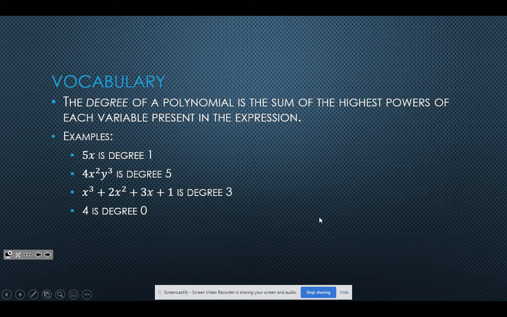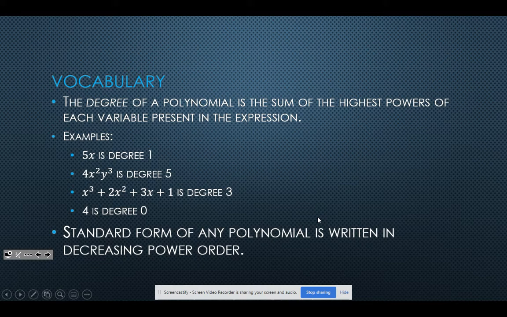We have multiple terms in the next one, but it's only one variable, x. The highest power of x is 3. So x to the third plus 2x squared plus 3x plus 1 is a third degree polynomial. And number 4 is simply a 0 degree polynomial.